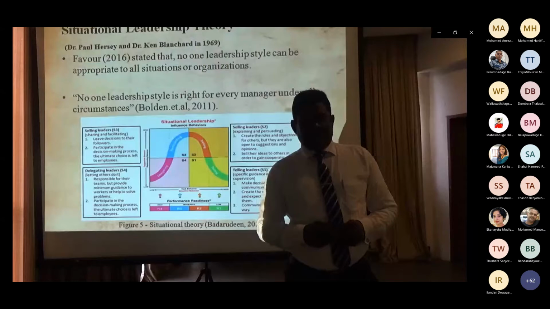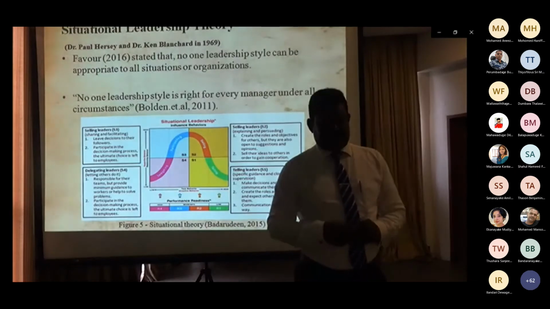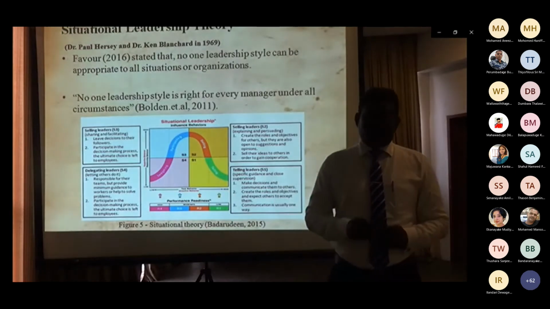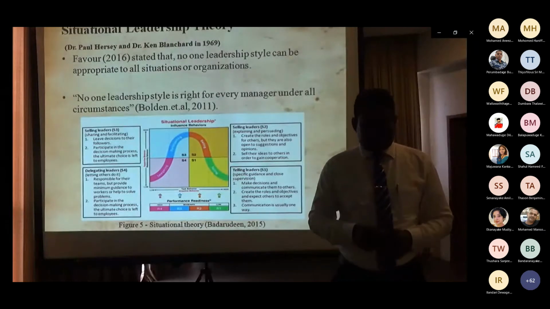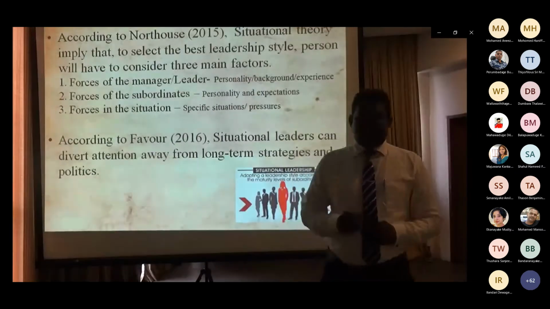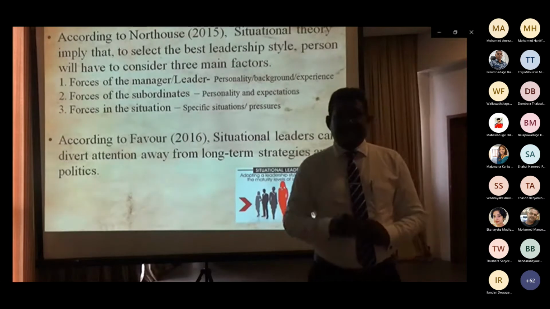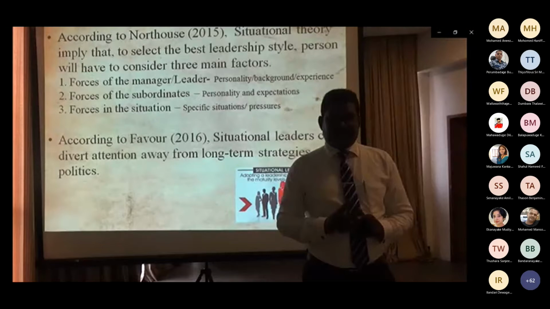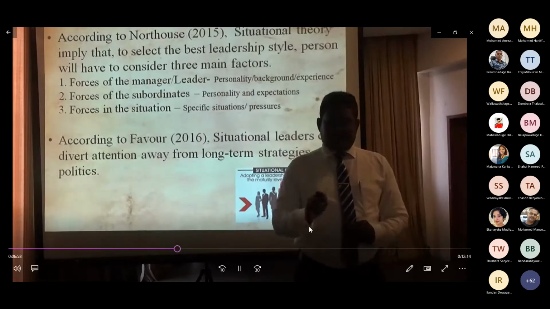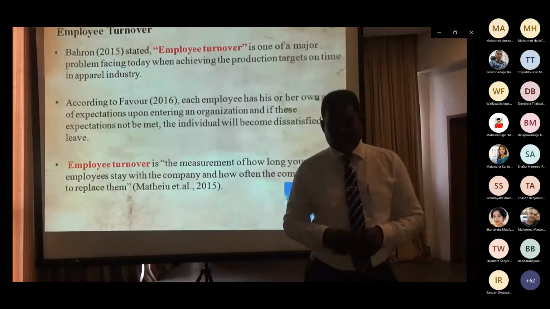Favor 2016 stated that no one leadership style can be appropriate to all situations and organizations. No one leadership style is right for every manager under all circumstances, Golden et al. According to Northouse 2015, situational theory implies that to select the best leadership style, a person will have to consider three main factors: forces of the manager or leader, forces of subordinates, and forces in the situation. According to Favor 2016, a situational leader can divert attention away from long-term strategies and politics.